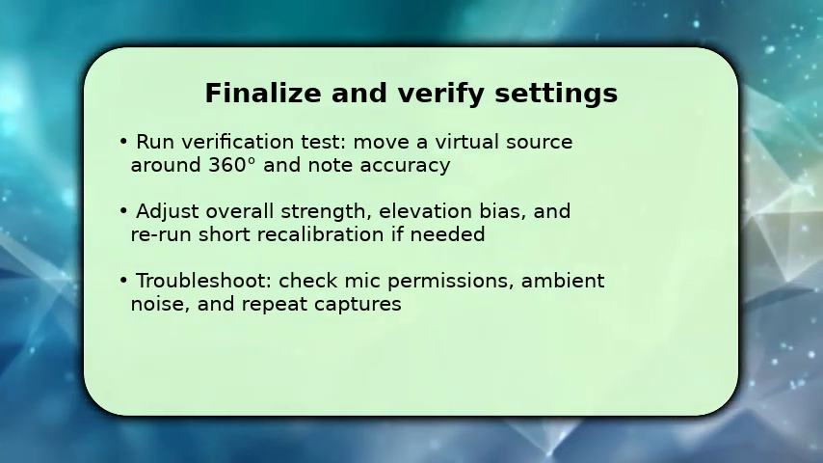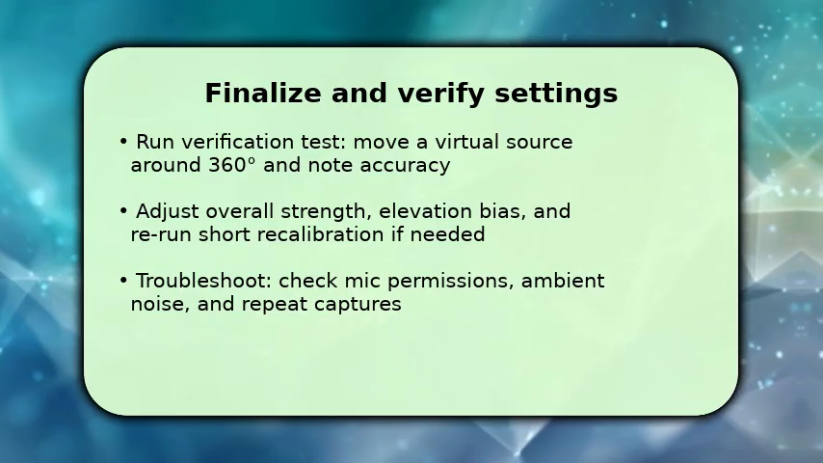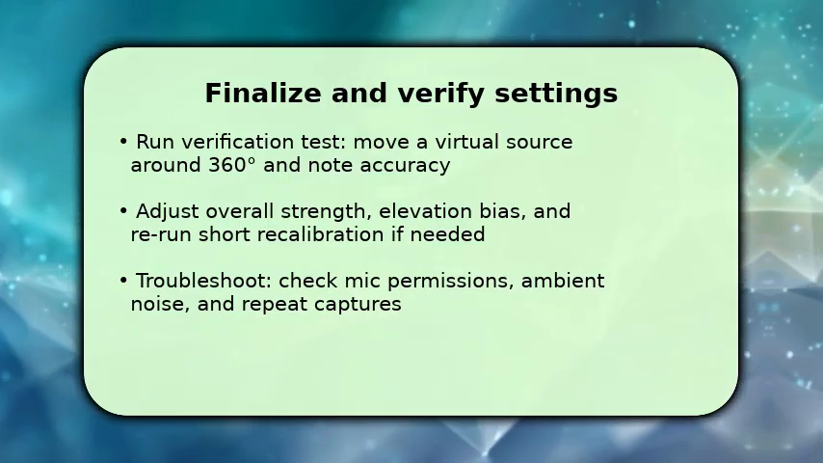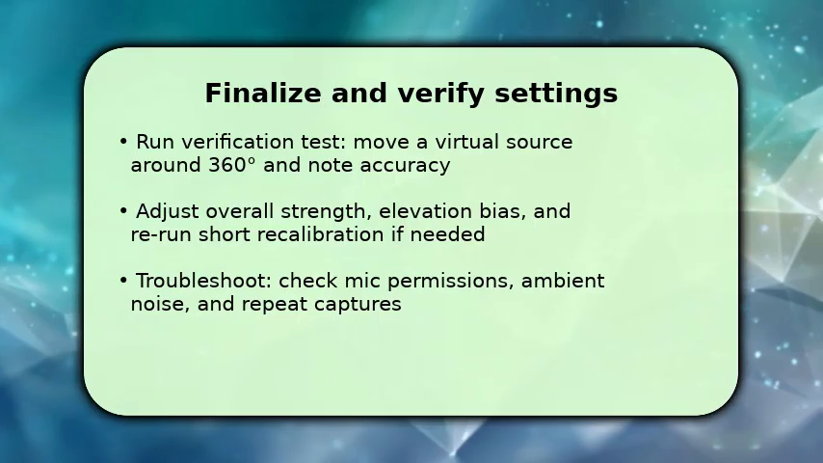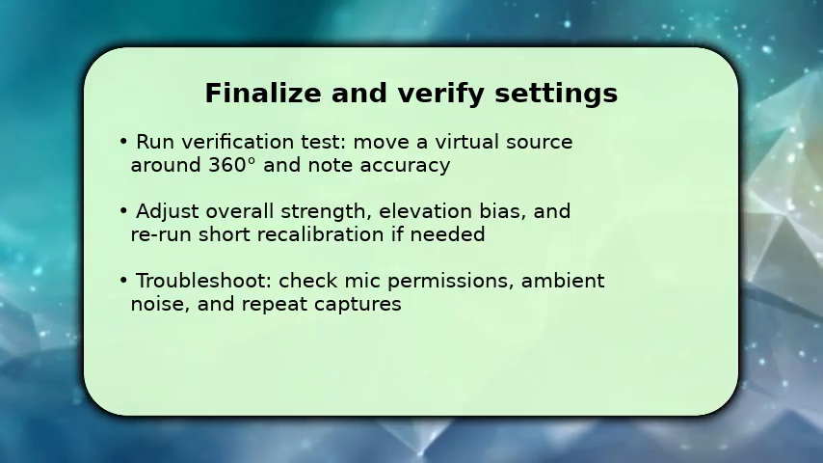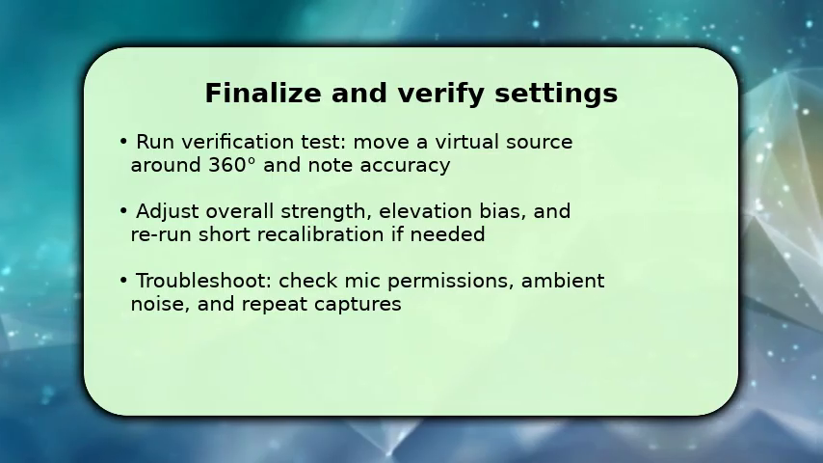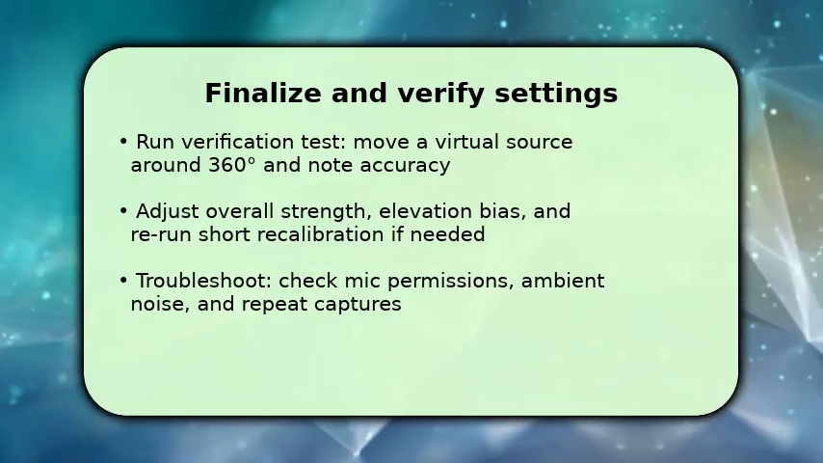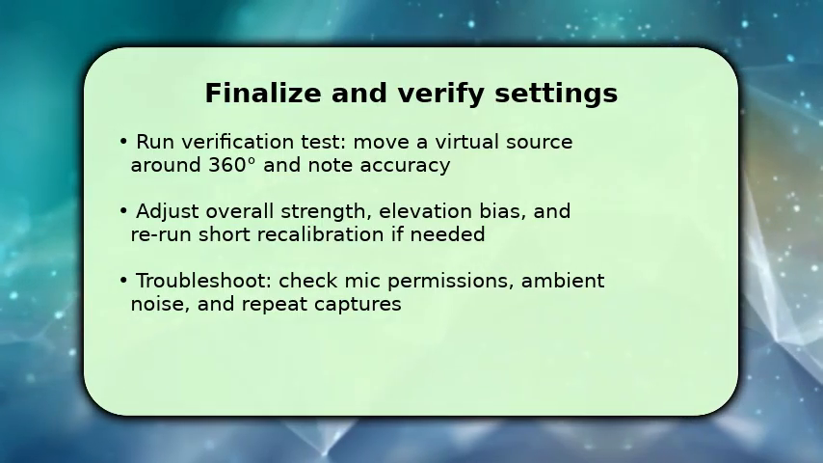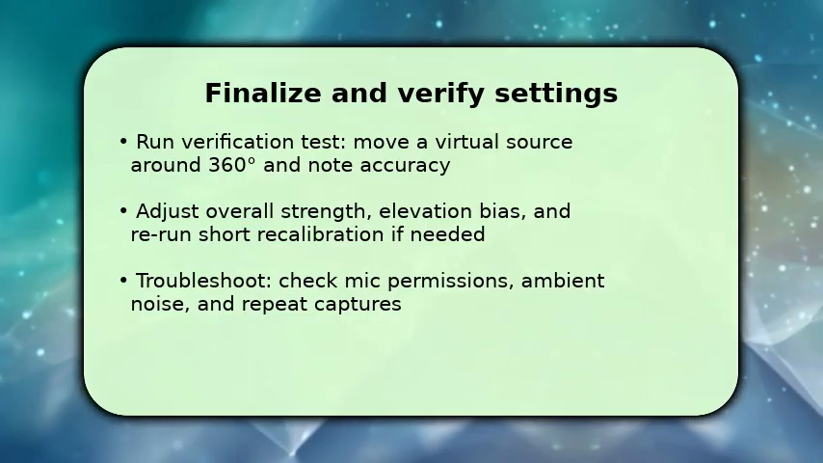Listen to a virtual sound source as it moves around you. Confirm left-right placement and elevation feel natural. If something is off, adjust the spatial strength or elevation bias sliders, then rerun a short recalibration to refine results. Make sure to save the profile and enable it in system audio settings.